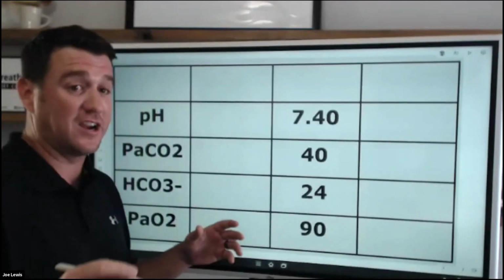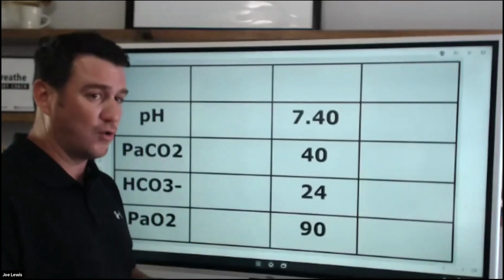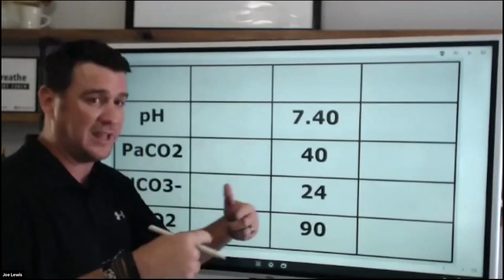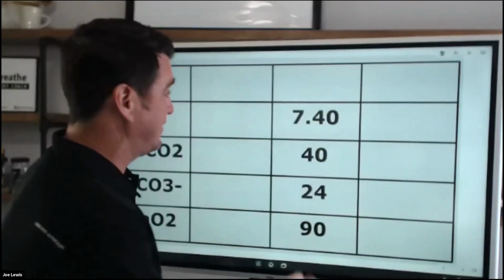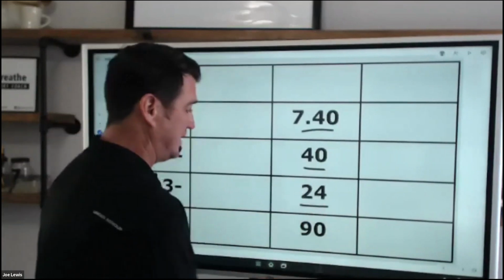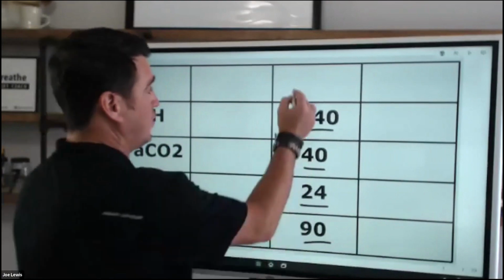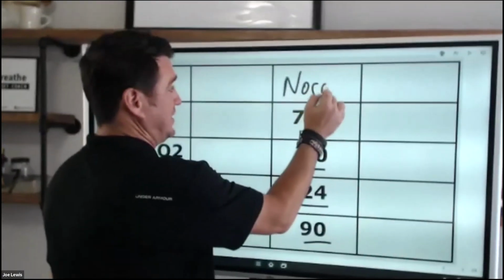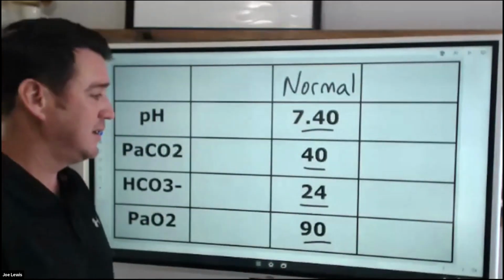Now we're going to start here from normal. Okay, this is normal. We all know our normal pH ranges. Remember, this is an advanced class, so we don't really have to put those on here. 7.35 to 7.40, we're right there. 35 to 45, we're right there. 22 to 26, and 80 to 100. This is a normal blood gas. So I'm just going to put this up here like this. This says normal blood gas.